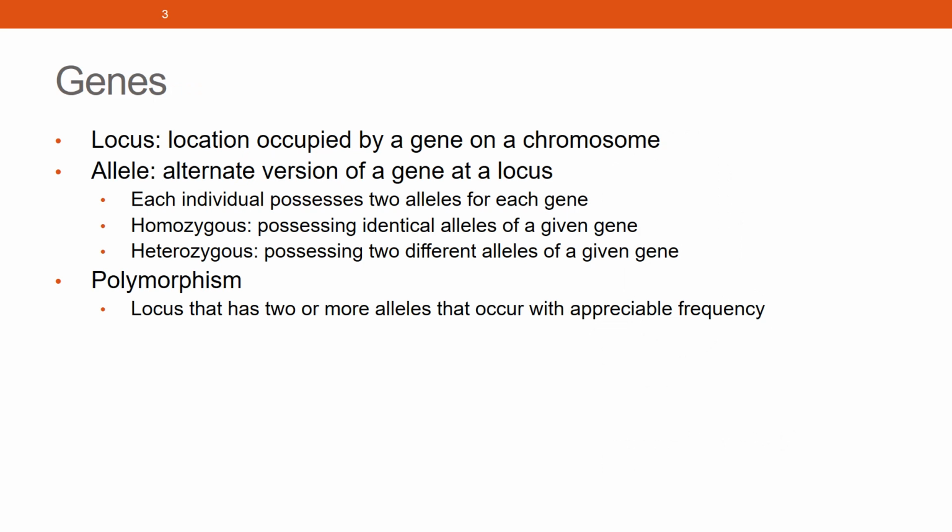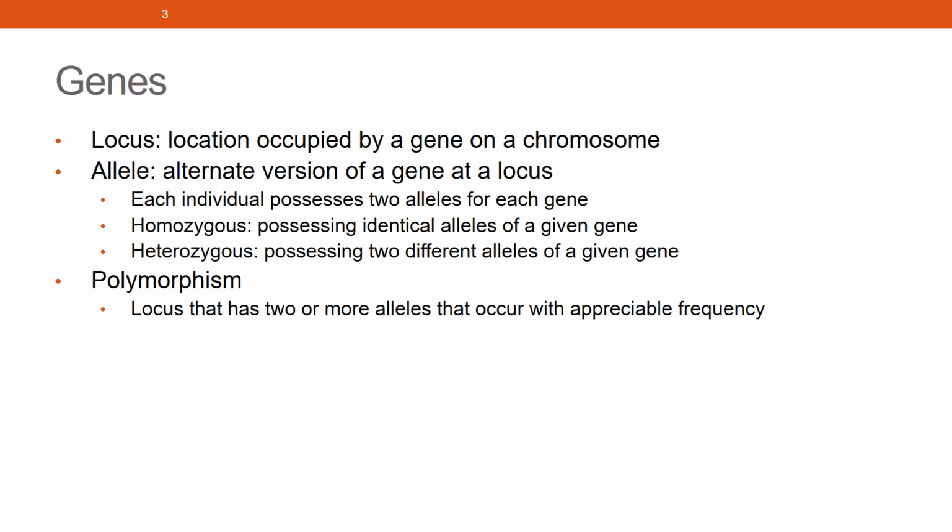So, terminology: locus on a chromosome. Locus is the location occupied by a gene on a chromosome, and allele is the alternative version of a gene at the locus. To understand this, we need to realize that each individual will have two alleles for each gene, and a homozygous person, an individual, has two identical alleles of the given gene.